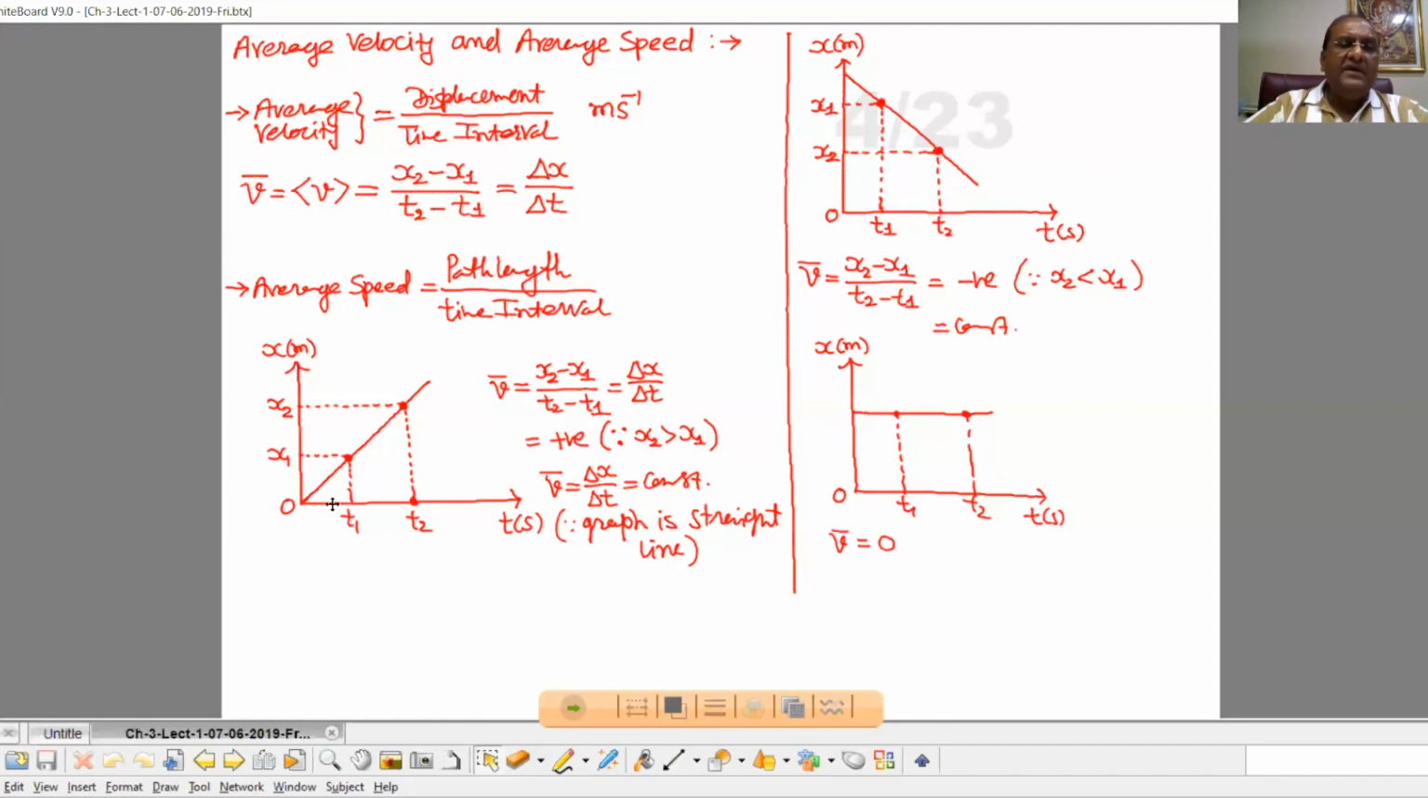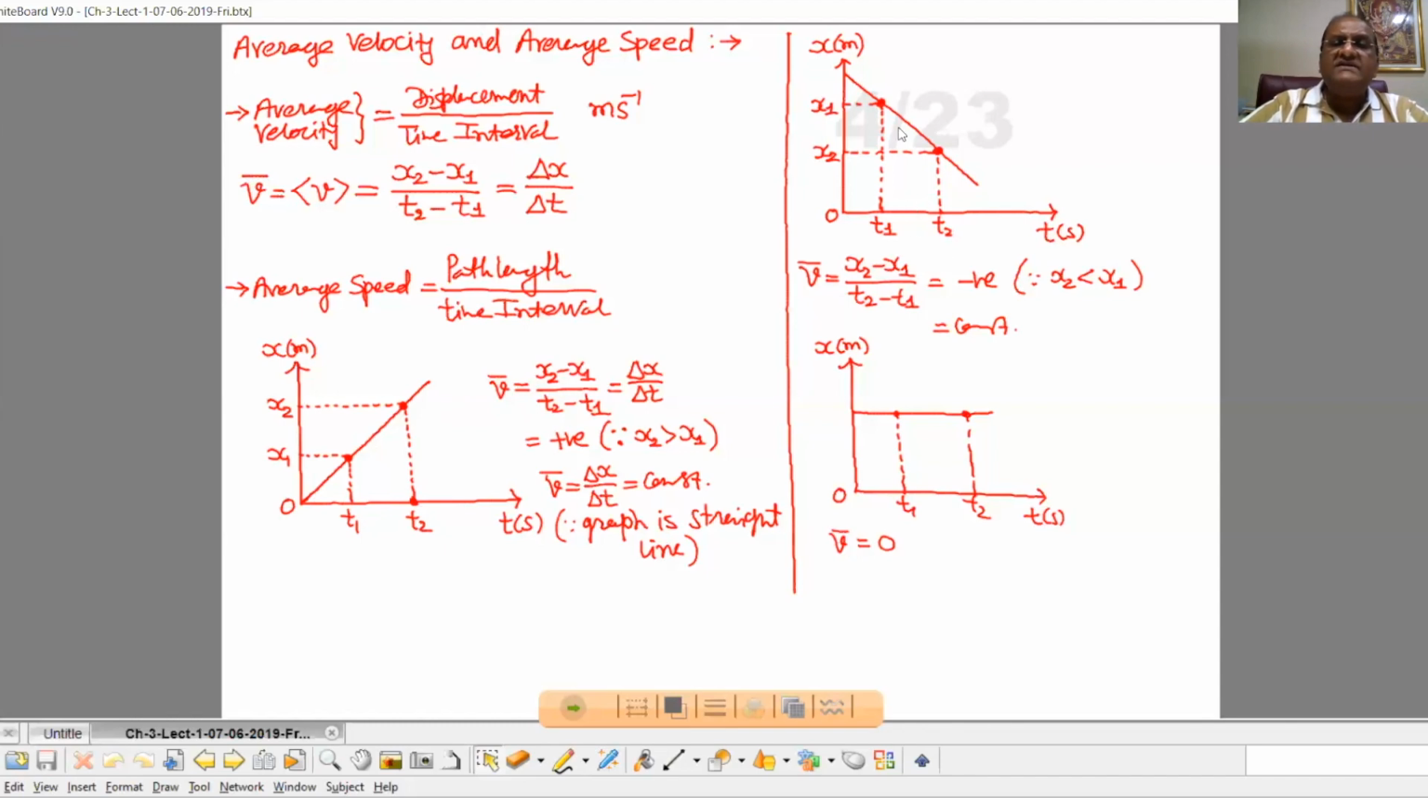And when the graph is a straight line, then always remember this thing, its slope will be constant. Or in other words, we can observe from this graph that in the same time interval, the distance covered will be the same. So your average velocity will be constant.